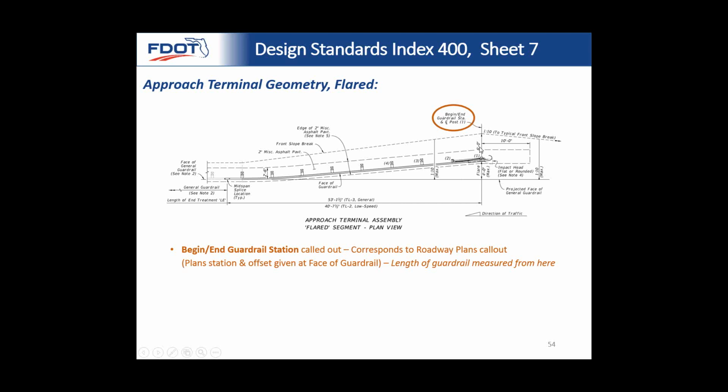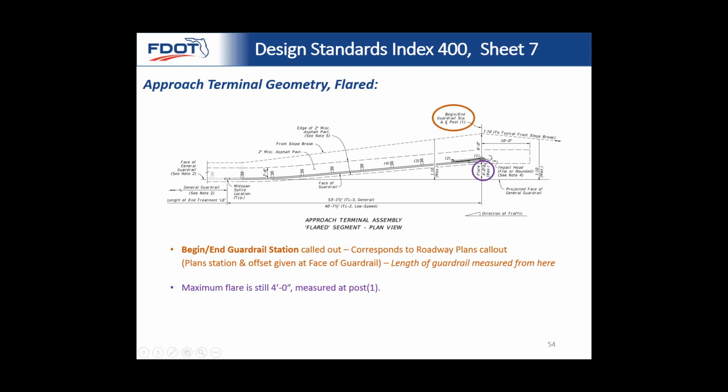We have our begin-end guardrail starting at post 1. So here's where you start measuring guardrail, post 1, and this corresponds to the call out in the plans. If you remember, I had mentioned that every time a segment attaches to another segment, it does so at a 6'3" post space and mid-span panel lap splice. You can see general guardrail continues on this way, and that's where you connect the general guardrail right here.